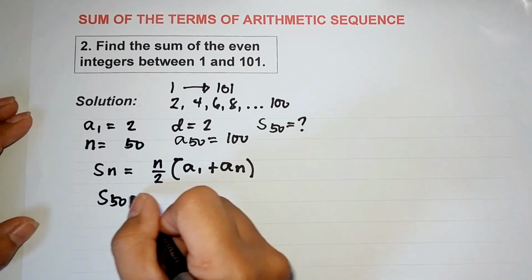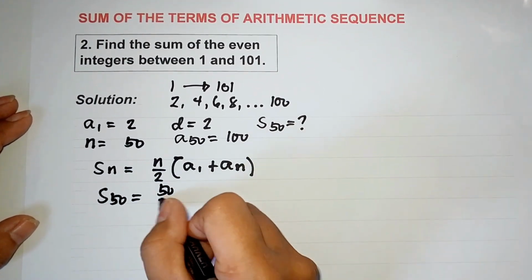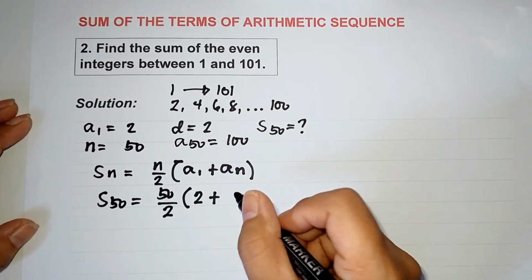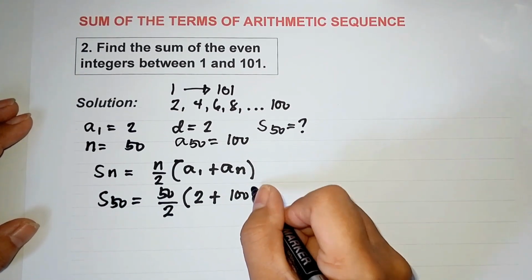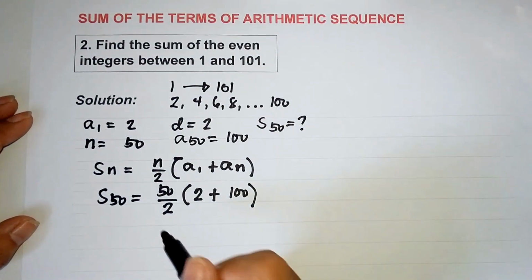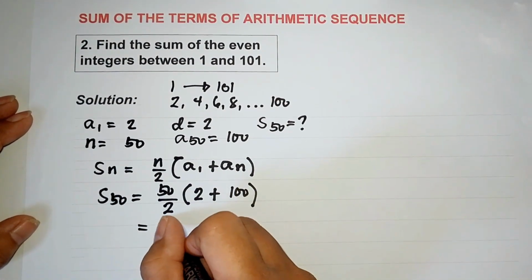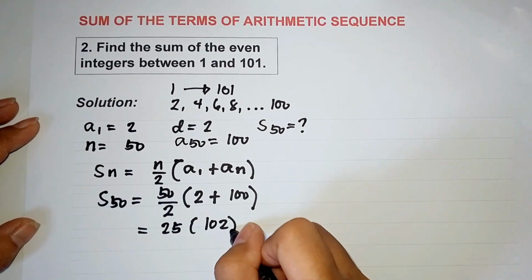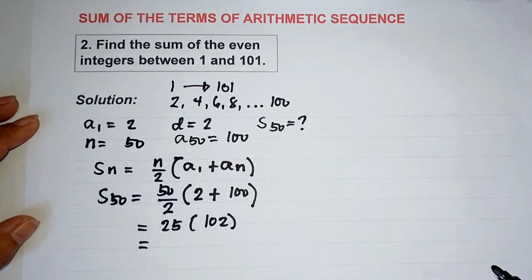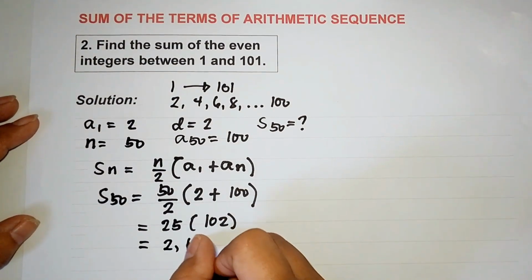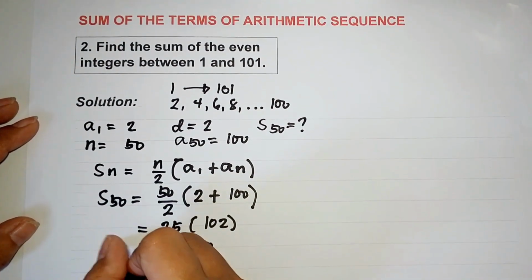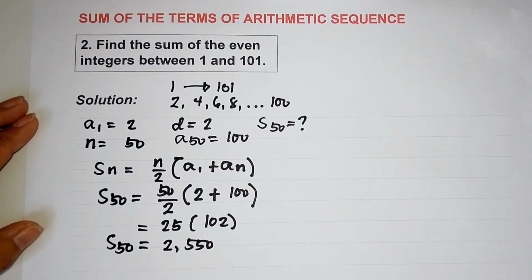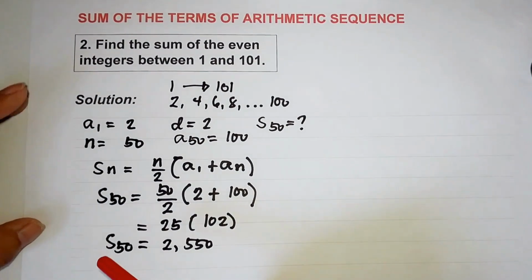So S sub 50 is equal to 50 over 2 times first term 2 plus last term 100. 50 is divisible by 2. We can divide. This is 25. 2 plus 100 is 102. Then 25 times 102 is 2,550. So this is the sum of the 50 even integers between 1 and 101.